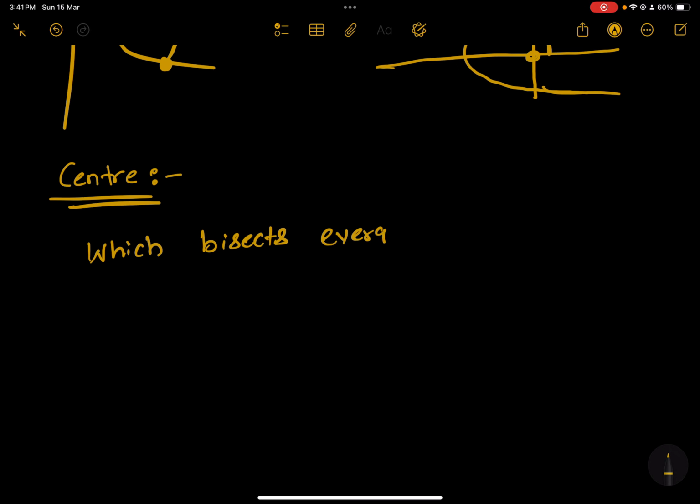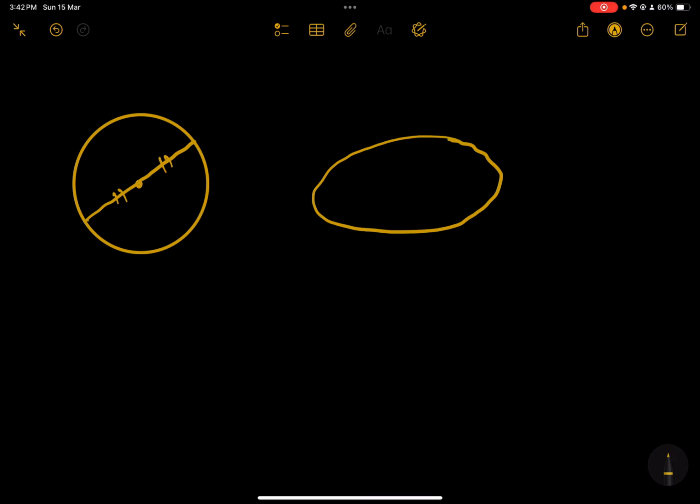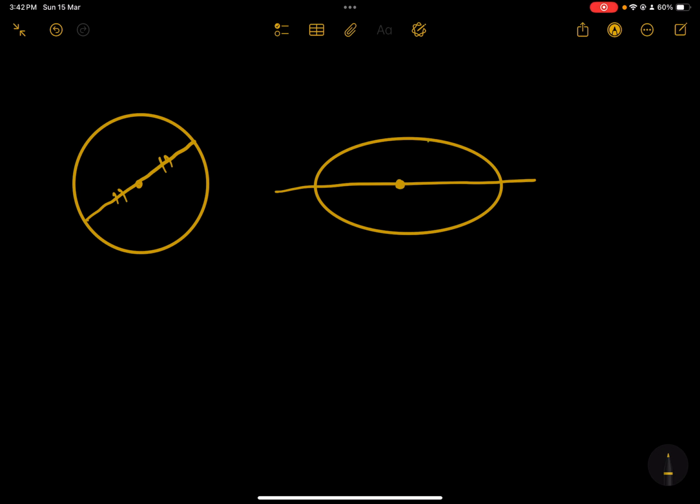Bisects every chord. So if you consider a circle and center, if you draw a chord passing through the center, it bisects this chord. Similarly, in the case of ellipse as well, so this is your ellipse, this is your center. If you draw a chord passing through the center, it bisects this particular chord. No matter the length and no matter the place at which you're drawing, it always bisects the chord.